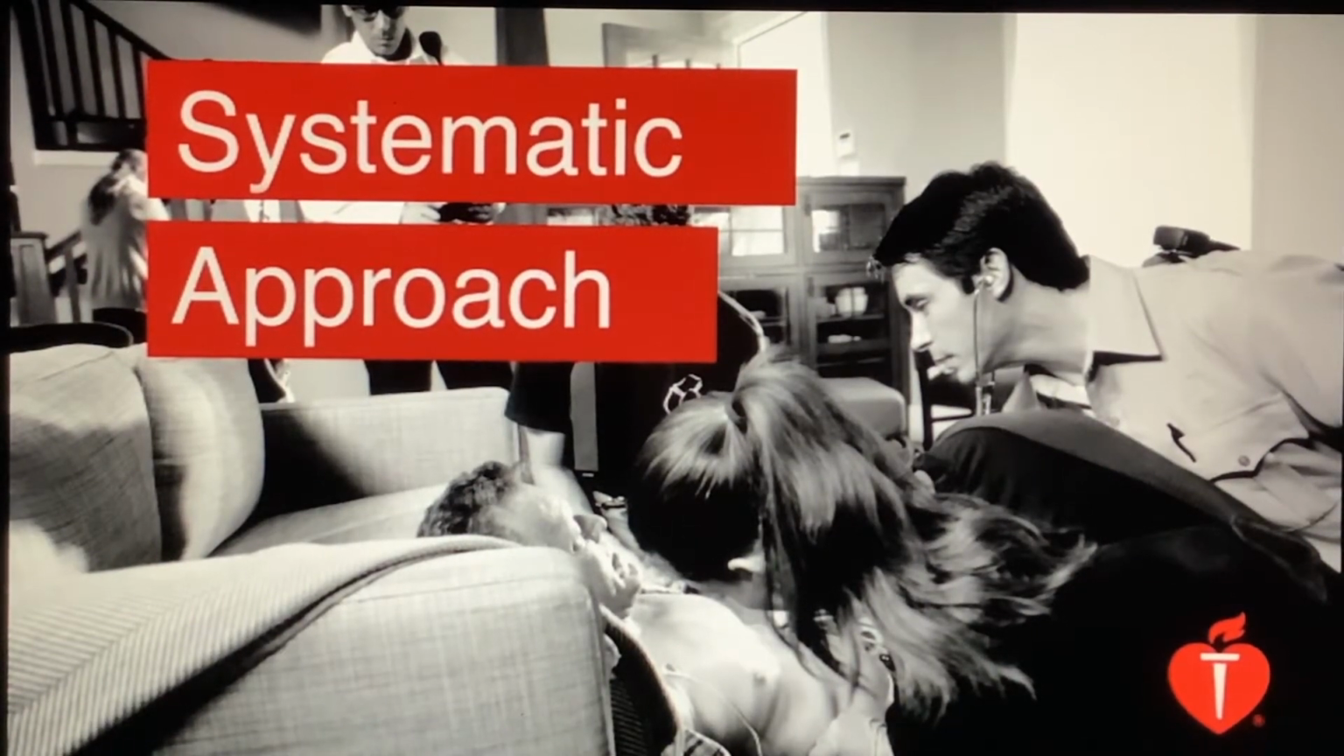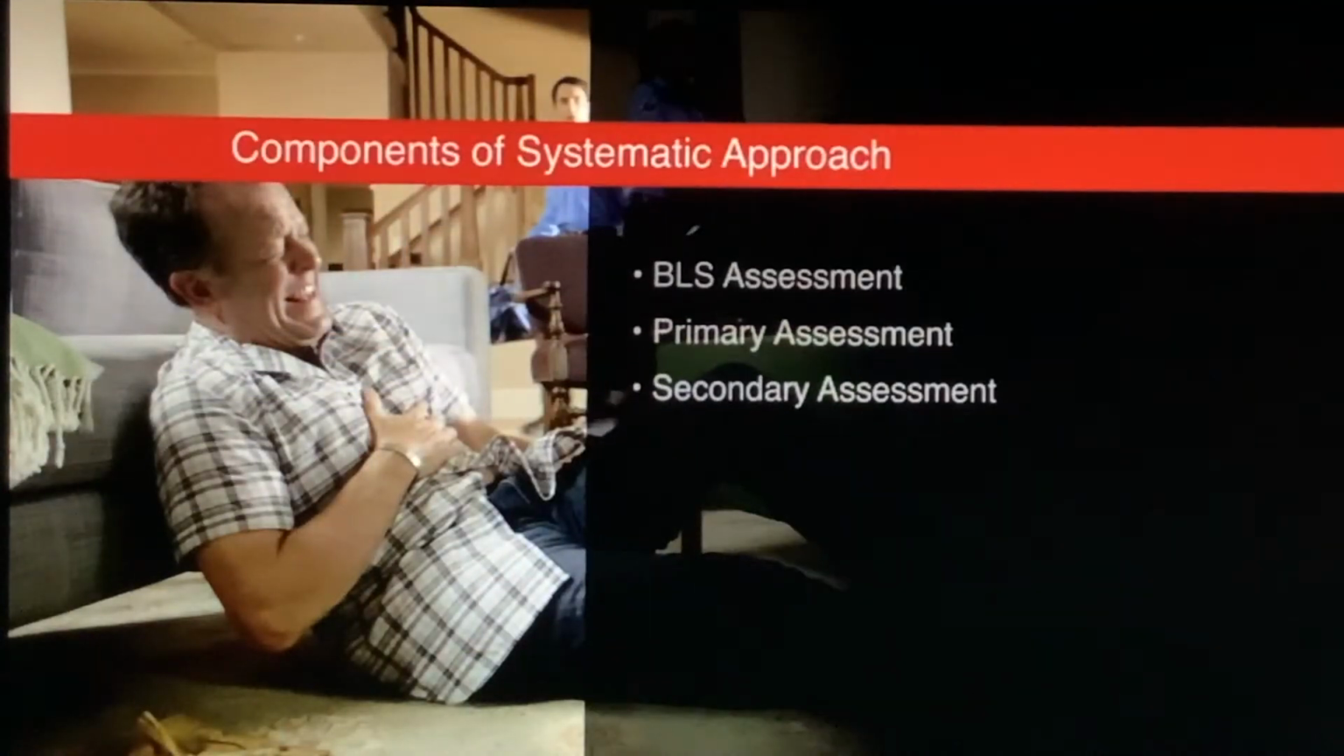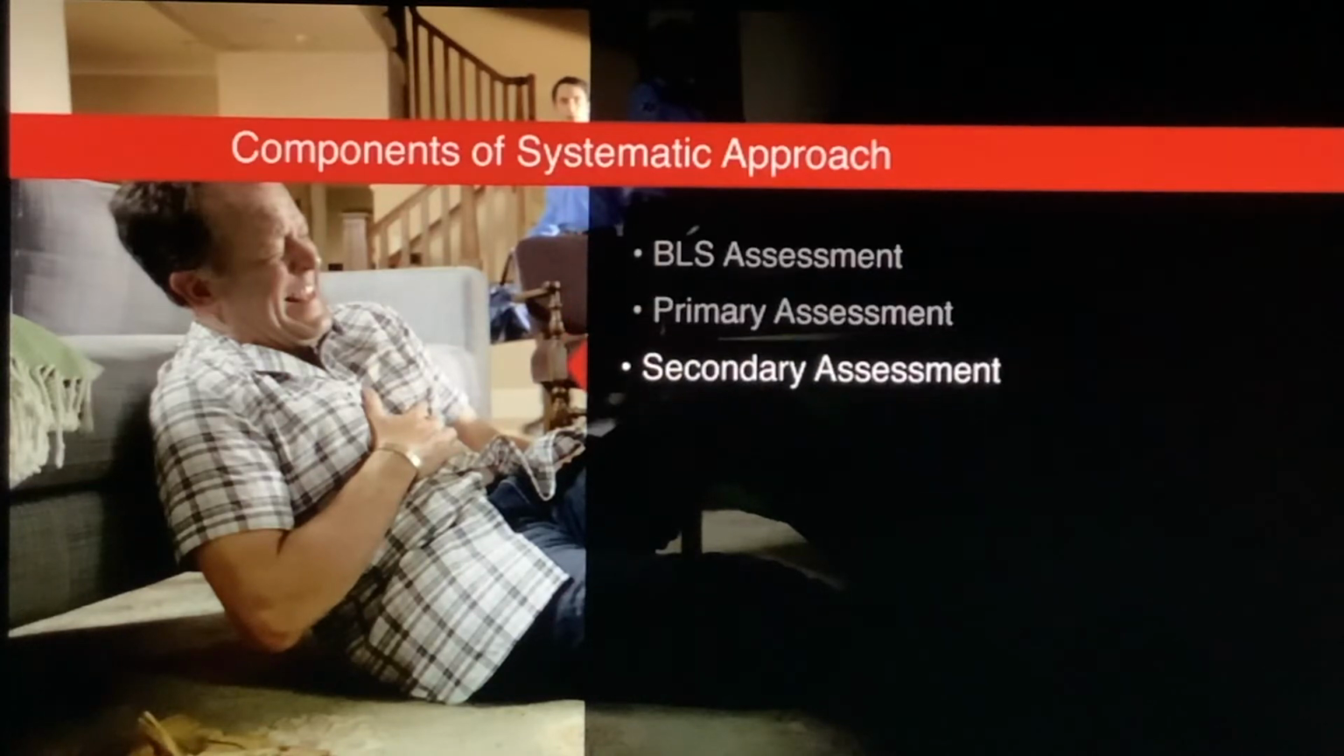The American Heart Association's systematic approach includes 3 components once you have established scene safety and your initial impression of the patient: the BLS assessment, the primary assessment, and the secondary assessment. These sequences combine assessment and treatment components for effective resuscitation.